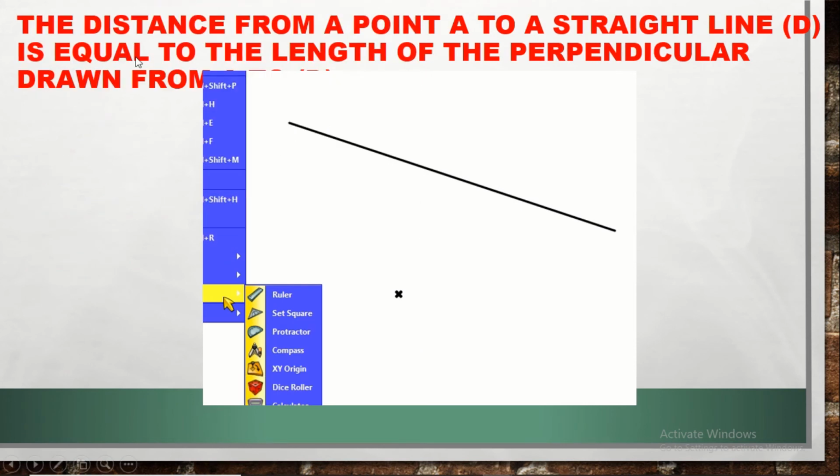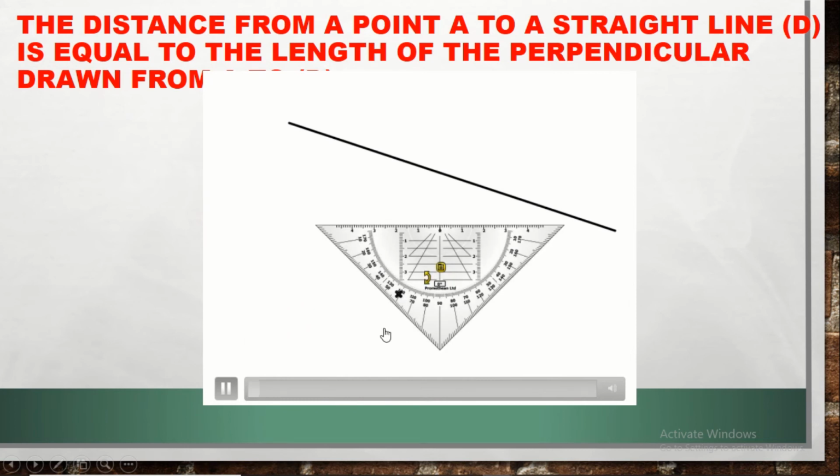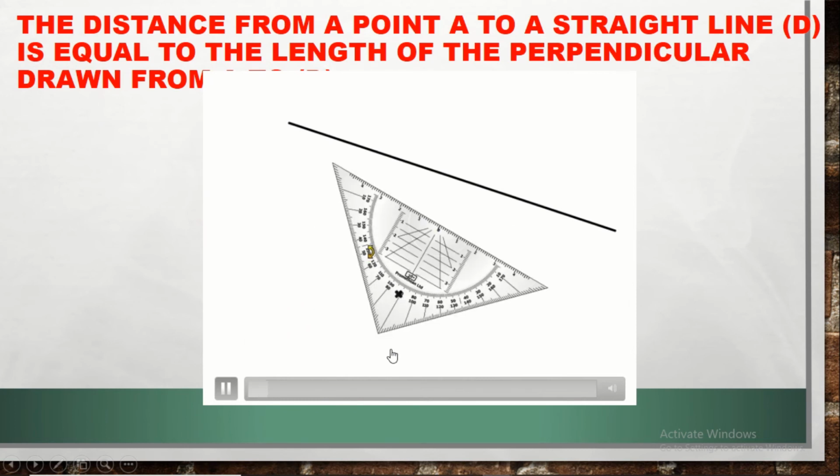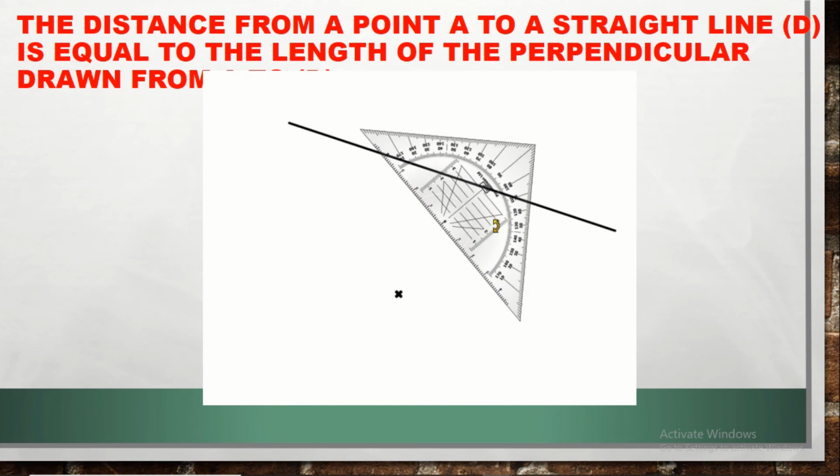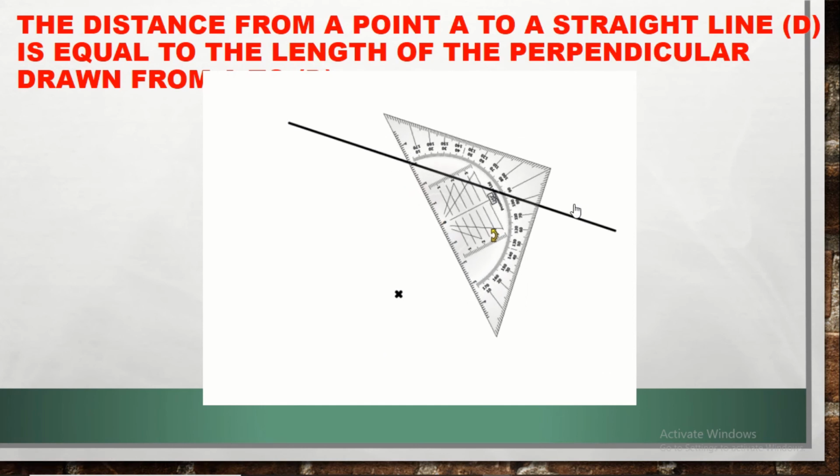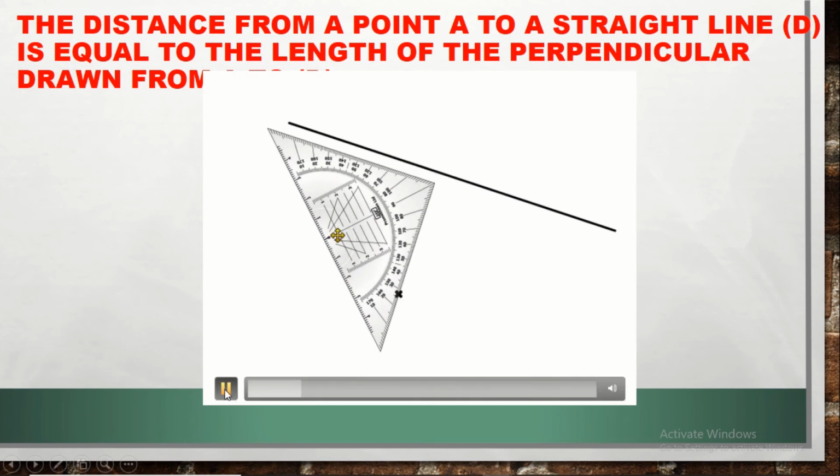Now let's start together with the distance from a point to a straight line. In order to know the distance from a point to the straight line, we should draw the perpendicular from the point to the straight line. Sure, we use the set square to draw the perpendicular. Perpendicular to the straight line means that we should have exactly 90 degrees at the straight line.